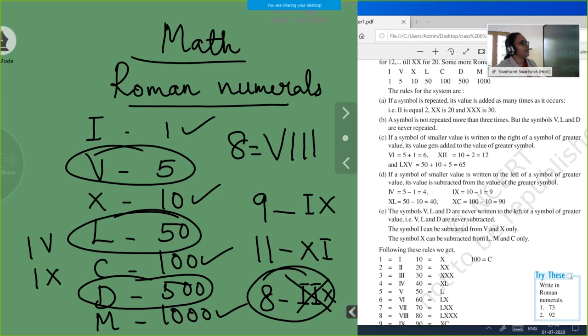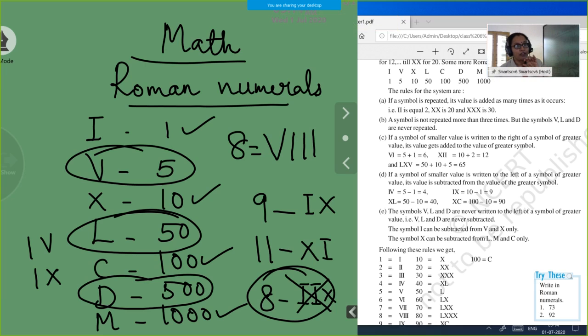Next, second point: a symbol is not repeated more than 3 times. That means if we are repeating X, X, X only 3 times, we cannot repeat it 4 or 5 times. Okay? We can repeat I like that also, only 3 times. We cannot do more than that.